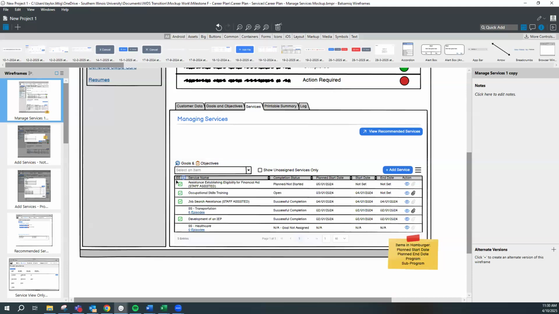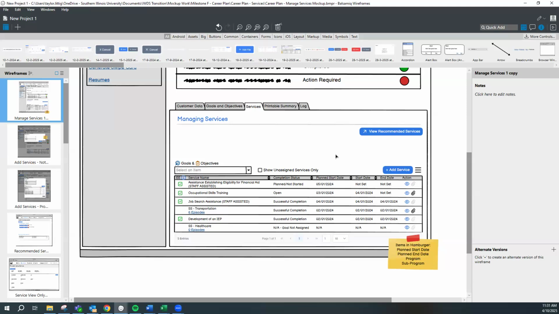So what's the default for how the table is going to order them? So right now I'm thinking we would just take out planned start date. And we would have service name, completion status, start date, and end date. So this would be actual start date, actual end date. And then the columns that you could add via the hamburger would be planned start date, planned end date, program, sub-program.